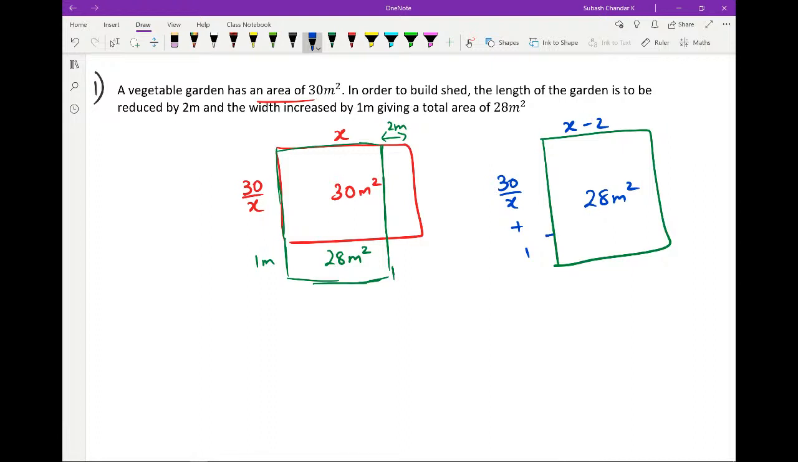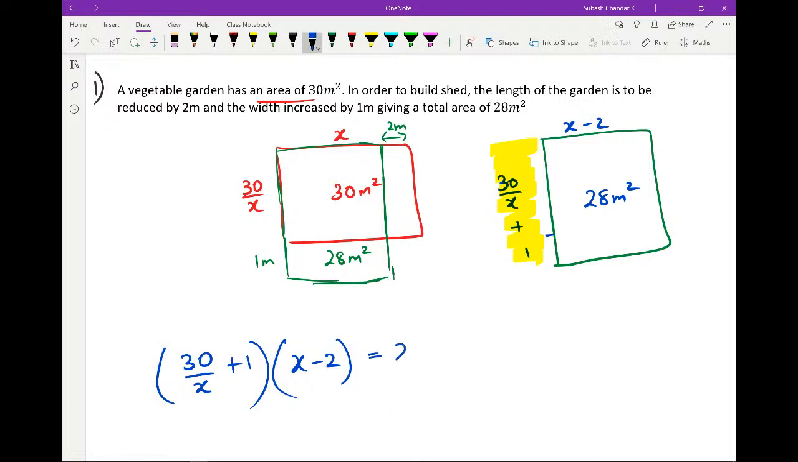Okay, I'm assuming we're okay because it's fairly quiet today. So our width now is 30 over x plus 1, which can be written like this, multiplied by the length, which is x minus 2, equals 28 meters squared.